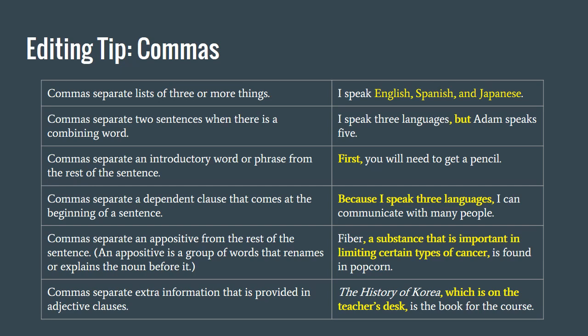In this part of the lesson, I'd like to draw your attention to another common problem in writing, and that is where to put commas. So let's talk about a couple of the rules that I'd like you to know. Commas separate lists of 3 or more things. So, for example, I speak English, comma, Japanese, comma, and Spanish. So those are 3 things, and we are going to put commas after the first 2 things.